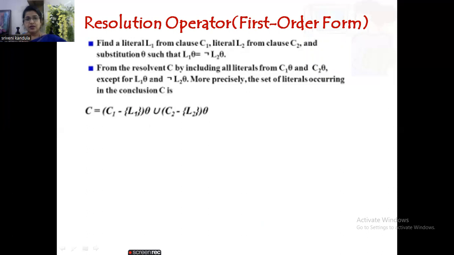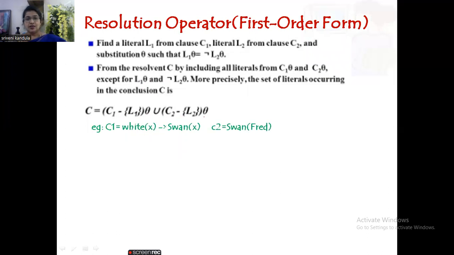So, okay, from C1, except L1 theta and negation L2 theta they are telling. So that means from C1 you have to remove L1 and from C2 you have to remove L2. So then this will be your conclusion. From C1, remove L1 and then apply a substitution theta. Similarly, from C2, remove L2 and apply the substitution theta.